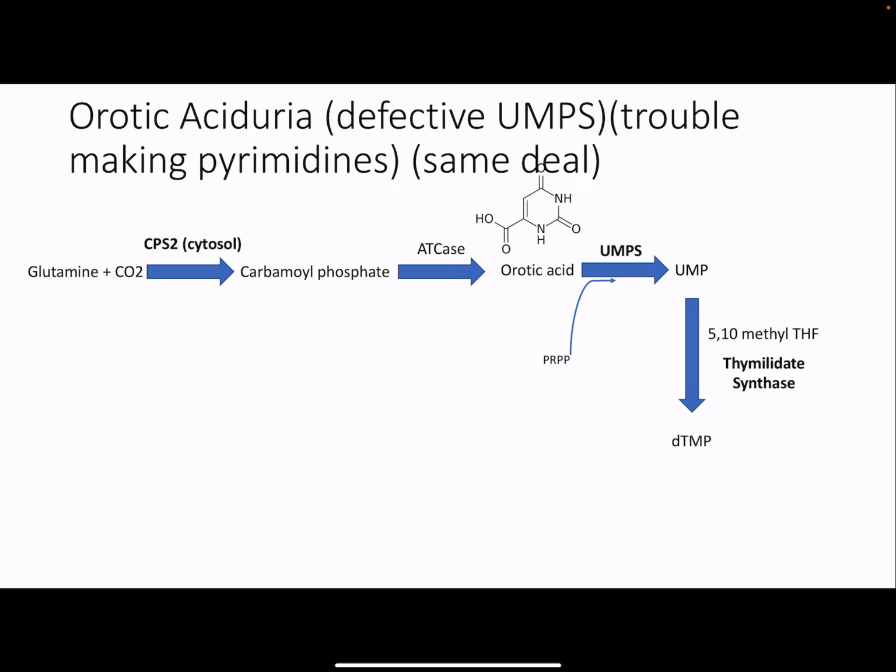So this is the pyrimidine synthesis pathway. And notice that one of these steps is orotic acid being converted to uracil monophosphate. And you need uracil monophosphate synthase. But if you have a deficiency in this enzyme, you cannot generate this. And if you can't generate this, you have a hard time generating your thymine. And this is going to be a very similar clinical presentation as not having enough folate, not having enough B12.